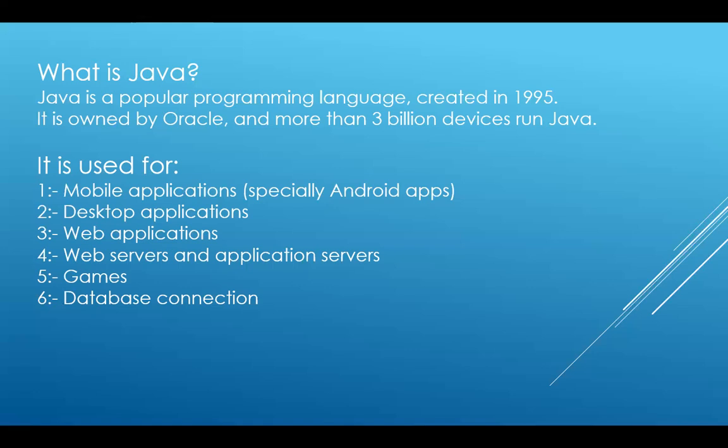If you learn concepts of advanced Java, you will do web application development as well. If you learn Java well, you can even create web servers and server applications with Java. You can create games if you install the Unity framework or Unity software. Inside the Unity software, you can write the program with Java, and you can create the game as well. Now with database connection, Java is again very powerful, and many people are using Java for database applications.